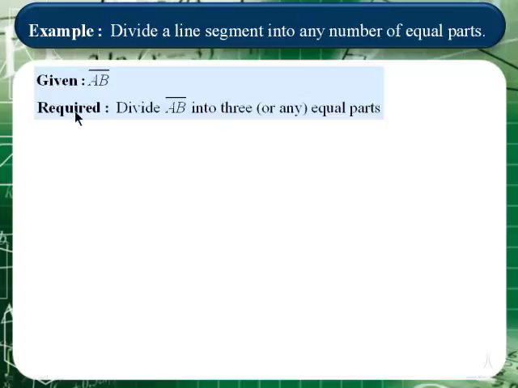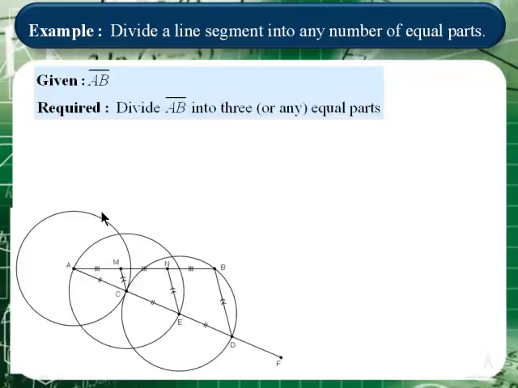If we utilize the last theorem, then we can look at an example where we can use this theorem to divide a line segment into any number of equal parts. For example, we are given a line segment AB, and we are required to divide this line segment AB into 3 equal parts, or any number of equal parts. Now, one way that you may think you can do it is to measure this, divide by 3, and then find the points M and N, but this is not accurate enough.